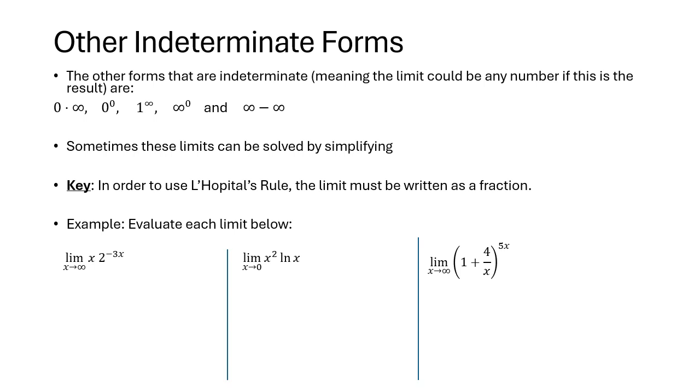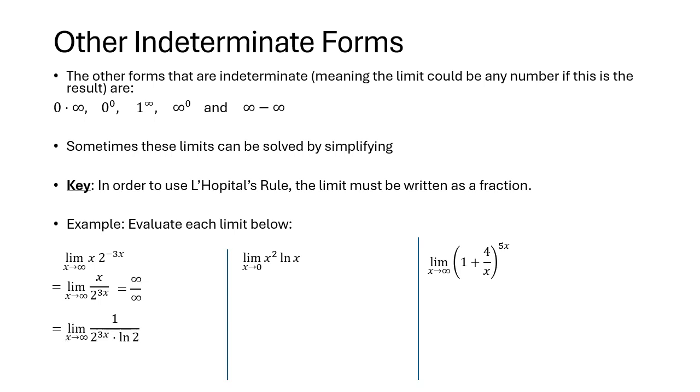Now, we are looking at 2 to the negative 3x, meaning we can rewrite this limit as x divided by 2 to the 3x. Now, at this point, we have it in fractional form, and we know that if we plug in infinity for x, we get infinity over infinity, meaning we may use L'Hopital's rule.